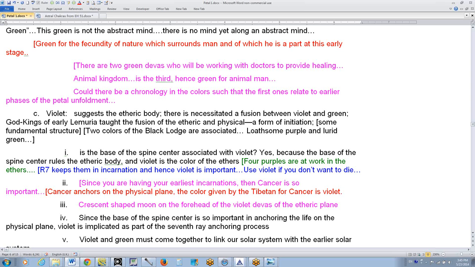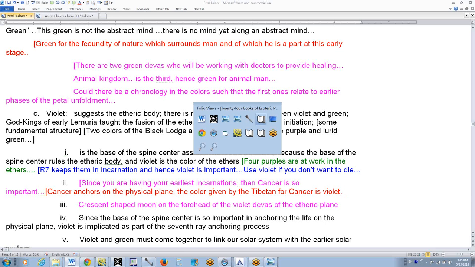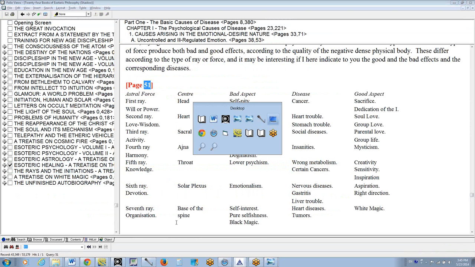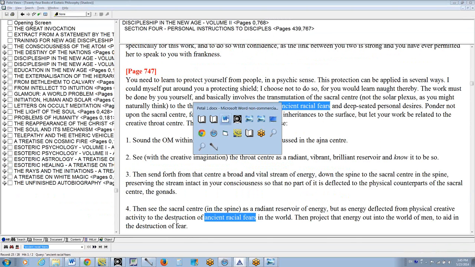The moon is there. The crescent-shaped moon is on the forehead of the violet devas, we are told. So the moon and violet. Cancer has a connection with the moon. It's ruled by the moon, and violet we have seen when we look farther.